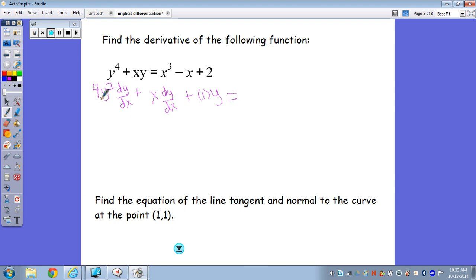So this is all the left side. So then I'm going to take the derivative of the right side, which is easier because it's just in terms of x. So I get 3x squared minus x, and the derivative of 2 is 0.